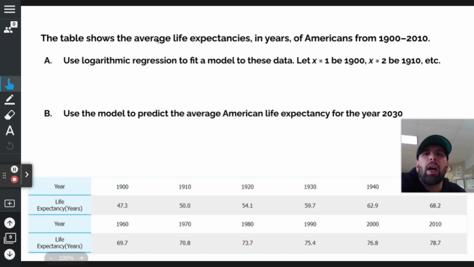The table shows the average life expectancies in years of Americans from 1900 to 2010. Use logarithmic regression to fit a model to these data. Let x equals 1 be 1900, x equals 2 be 1910, etc. So I'm going to throw this into my calculator. You're going to be 1, 2, 3, 4. And I'm going to use what's called LN reg, which is a logarithmic regression model.